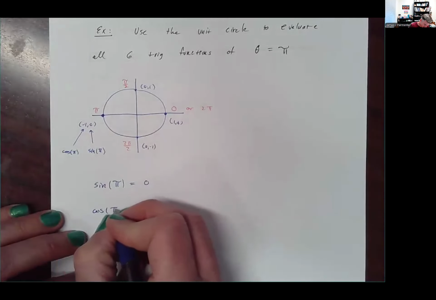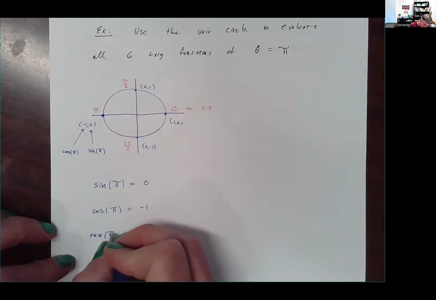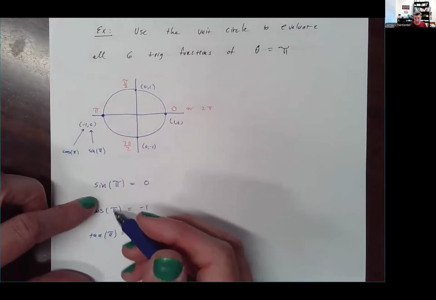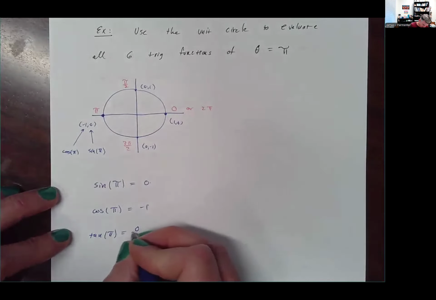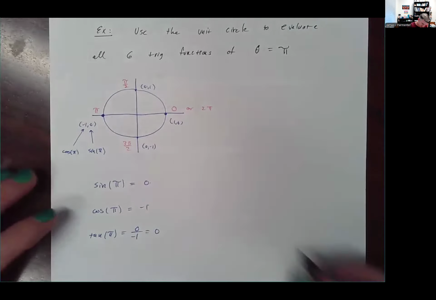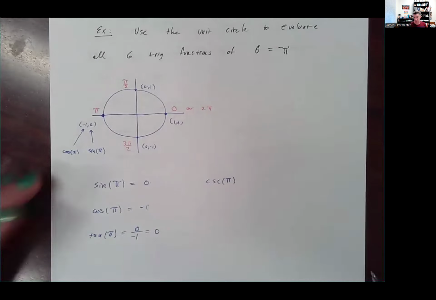Cosine of pi is -1. And tangent of pi is 0 divided by -1. This is one of the reasons we write it this way. So you have sine over cosine, then you can just do the y divided by x to give you tangent. And 0 divided by not 0 is 0. And then we take the reciprocals. Cosecant of pi, you could either just think of taking 1 over 0, which does not exist, or you could think of, right?